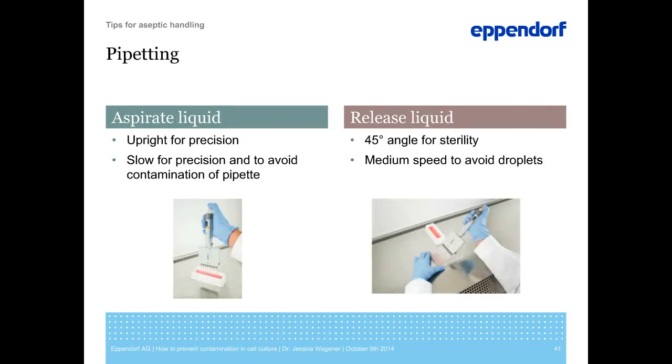Just a few words about pipetting. When you need a precise volume, hold the pipette vertical when aspirating liquid. Pipette slowly to avoid the risk of contaminating the pipette itself. When you are releasing the liquid, you can tilt your hand to avoid that your hand is directly over an open vessel. Pipette with a medium speed to avoid any droplets.